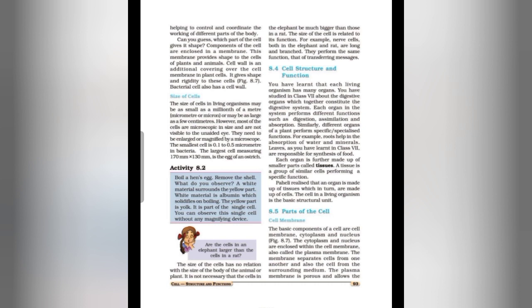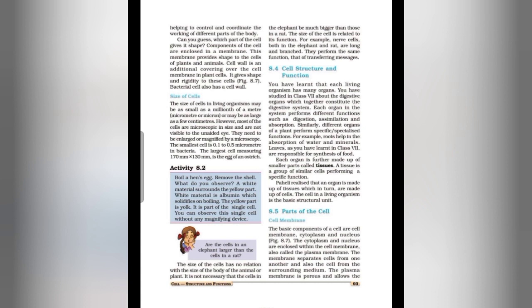The size of the cell has no relation with the body size of the organism. The cells of a very big animal, for example an elephant, are not bigger than the cells of a small animal like a rat. The size of a cell is related to its function. For example, the nerve cells of both rat and elephant are long and branched, which perform the same function of transmitting messages. So students, there is no relation with the size of the body of the animal or plant.